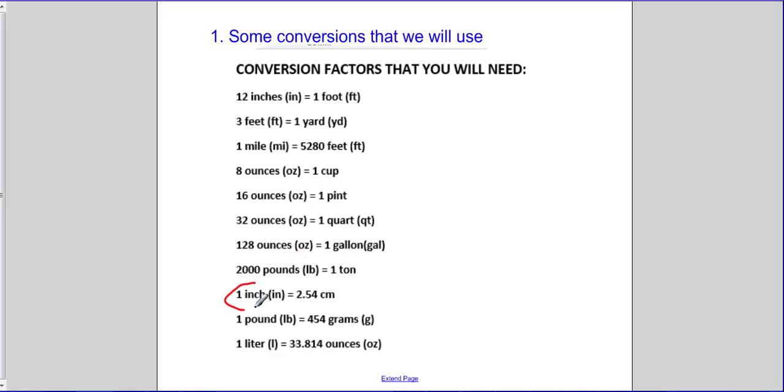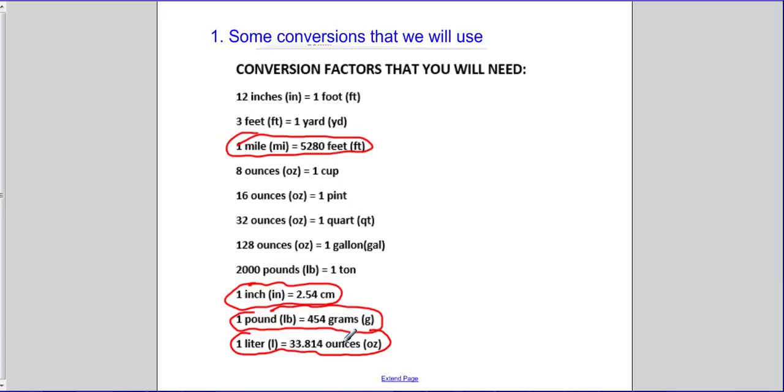This is one of the most important conversions. 1 inch is 2.54 centimeters. This is an important one also. 1 pound is 454 grams. That's important in science, and you will need this someday in chemistry. 1 liter is 33.814 ounces.